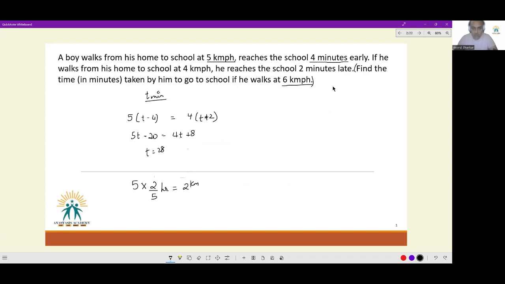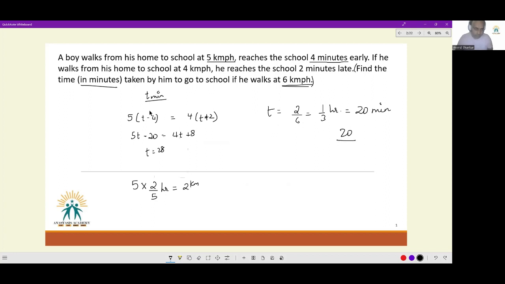Now, if the distance is 2 kilometers and he's traveling it at the rate of 6, the time taken will be equal to 2 by 6 or 1 by 3 of an hour. But the question was to find the time in minutes, so we don't stop here. 1/3 of an hour is equal to 20 minutes, so the answer to this question will be 20.